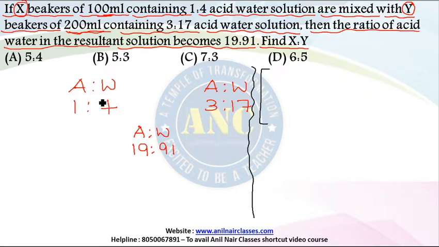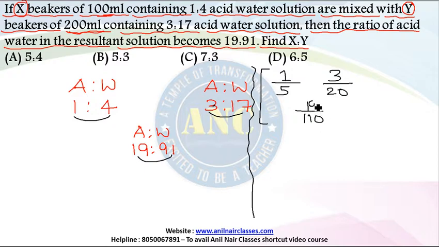Acid and water are there. Take any one parameter, preferably I am taking acid. Out of total 1 plus 4, 5 units, 1 unit belongs to acid. Out of total 3 plus 17, 20 units, 3 units belong to acid. Out of total 19 plus 91, 110 units, 19 units belong to acid.